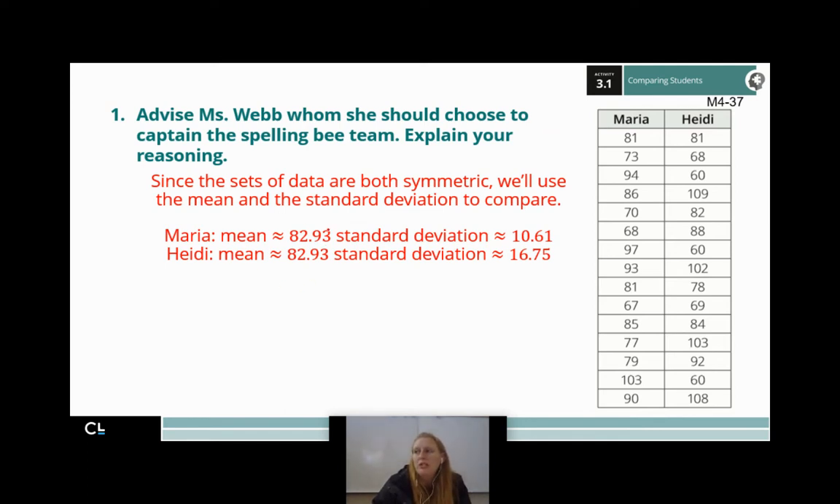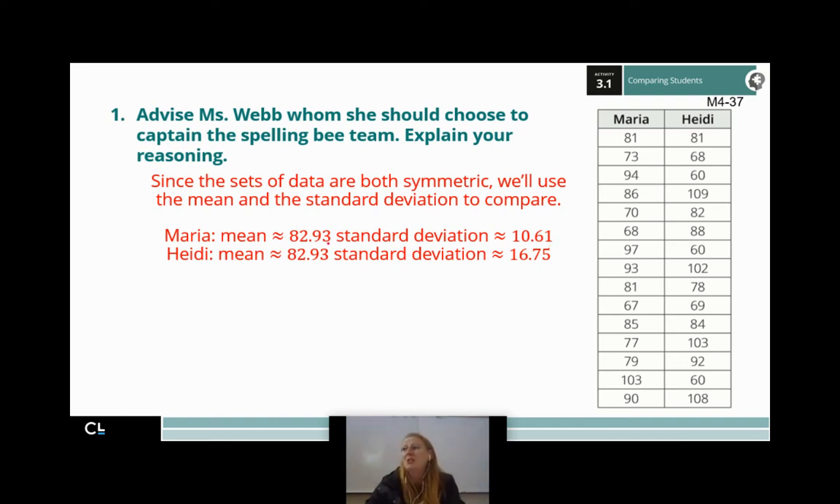So it's not really good to use to compare them, right? I mean, they have the same mean, so that doesn't tell me who should be captain. But I'm going to check out these standard deviations. Maria has a smaller standard deviation. That means that her data was more clustered around the mean. It was closer to that mean.